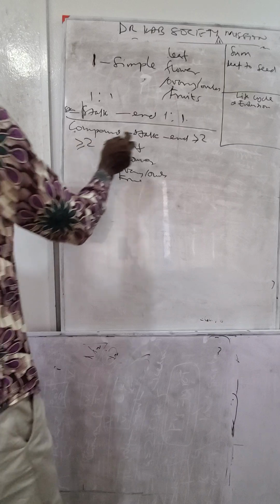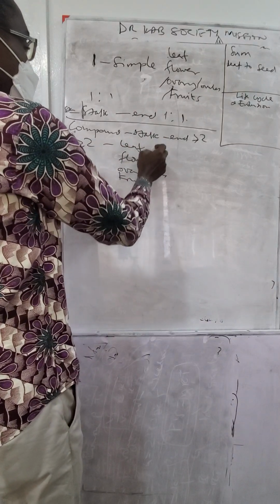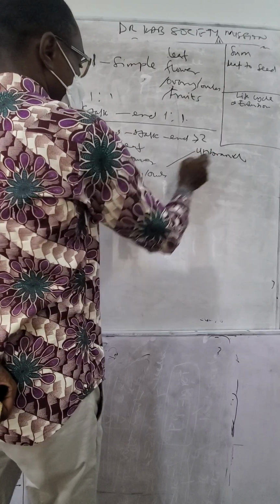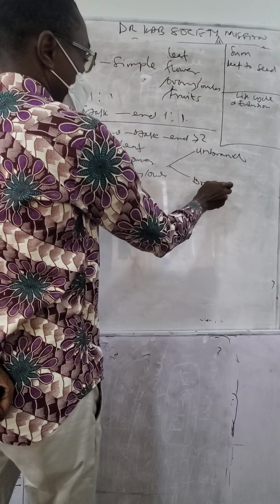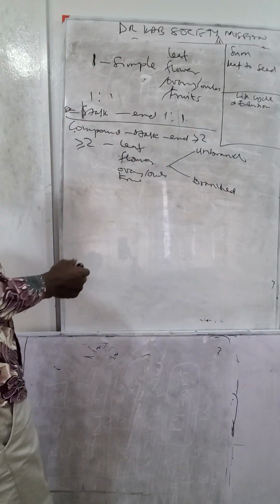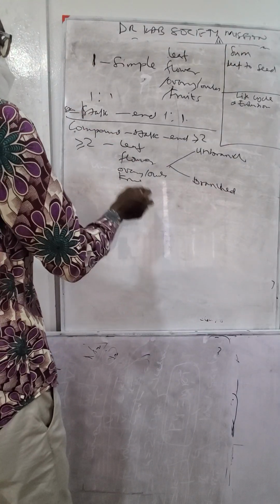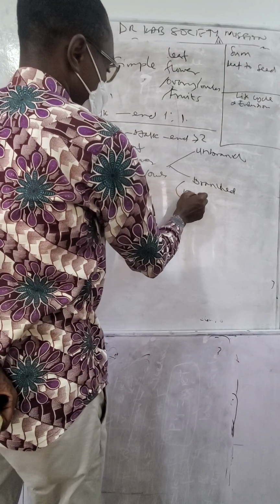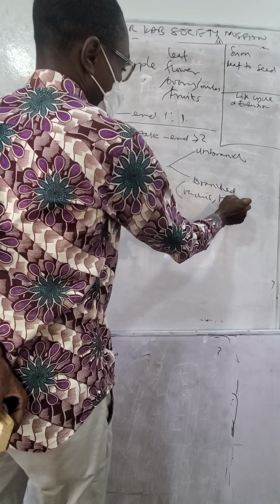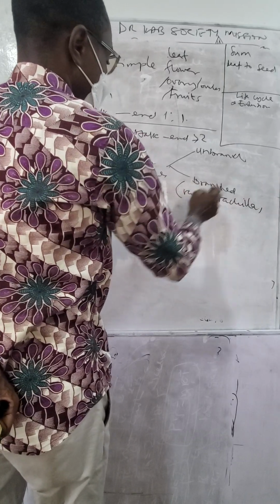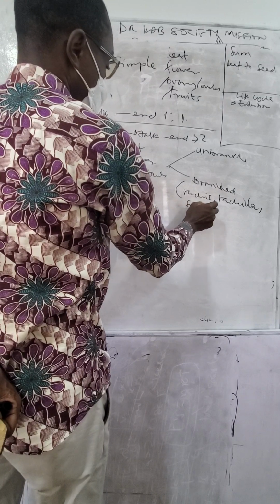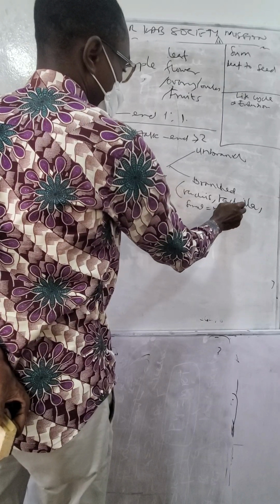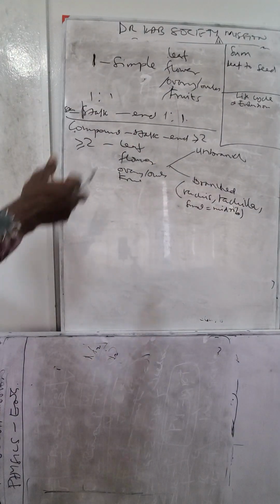Sometimes, because we are looking at the stalk, maybe they are all arising from the same point. From this point, it can be unbranched or branched. These are some of the things you should note. For instance, with branching on the leaves, we are looking at the rachis to rachilla, and your final is the midrib.